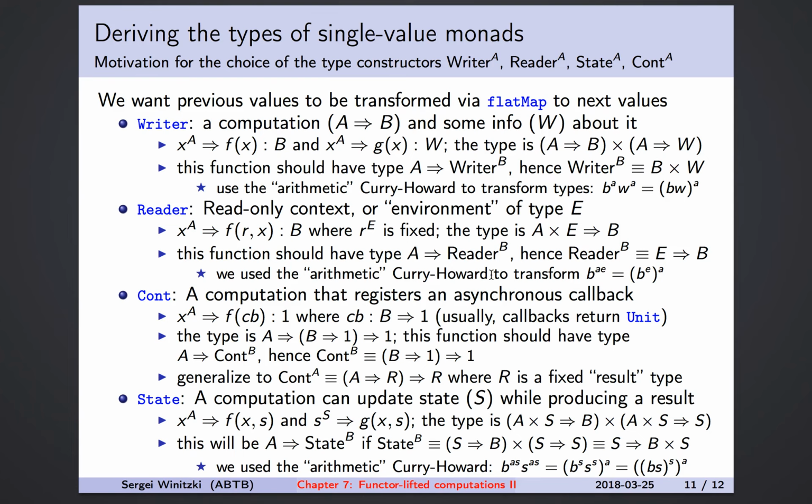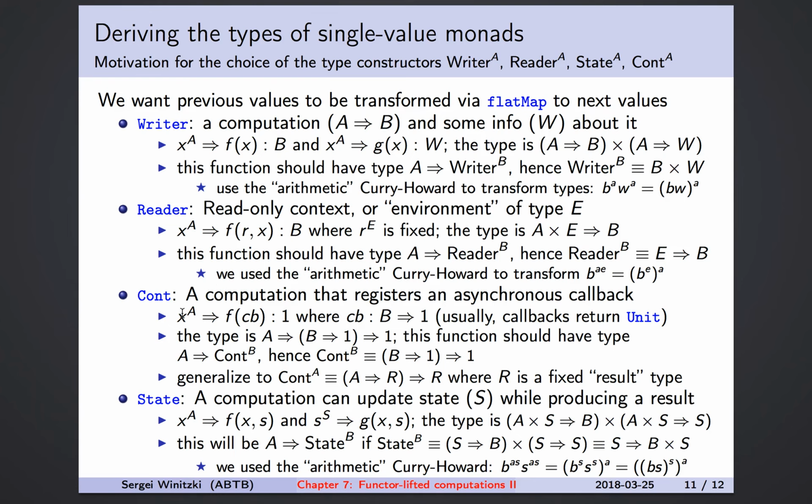I discussed this in the third chapter of the functional programming tutorial. Look at the continuation monad now. The continuation monad, or a callback monad, if you wish, it's a computation that registers a callback that will be called asynchronously. Asynchronously means it will be called at some later time, or maybe not at all, or maybe once or more than once even.